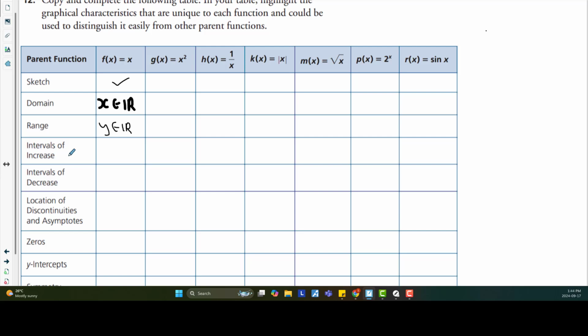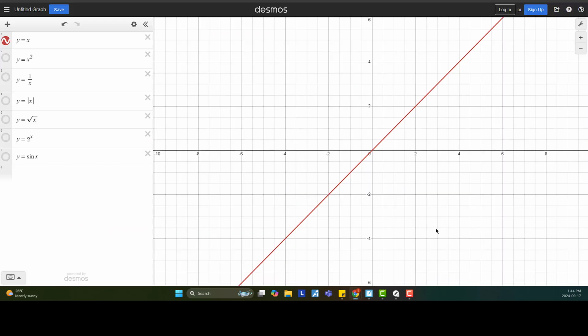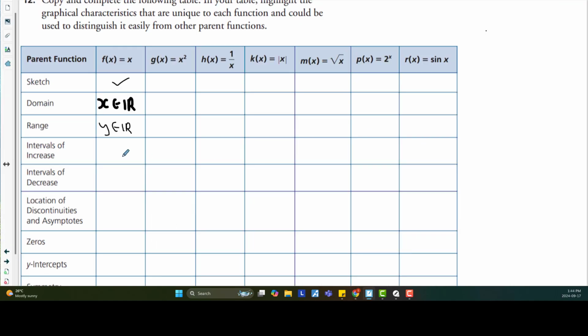Intervals of increase. Now, what is intervals of increase? Intervals of increase is when the function has a positive slope, or when it's rising. So when it's moving to the right and up. And if you see, this function here is positive. It has a positive slope throughout the whole time it exists. So therefore, the intervals of increase will be from negative infinity, comma, to positive infinity. And we're going to have nice round brackets there.